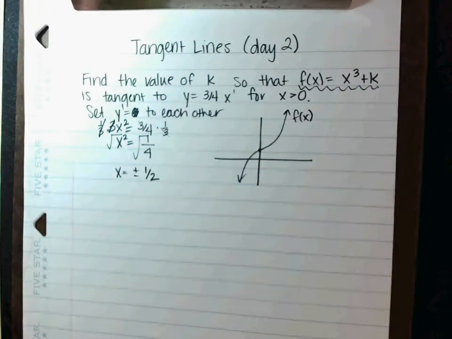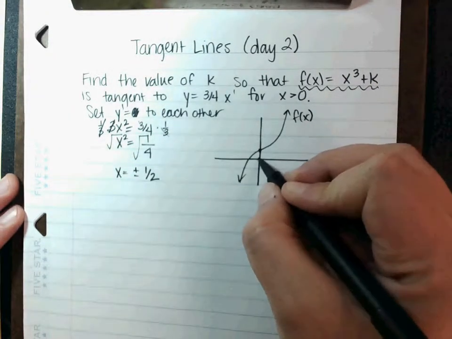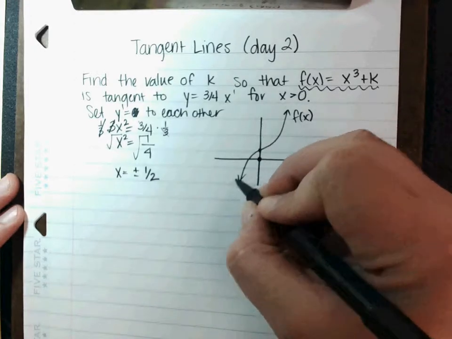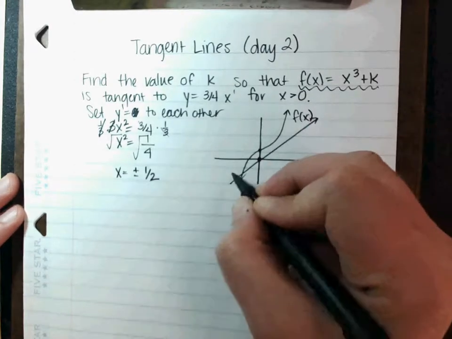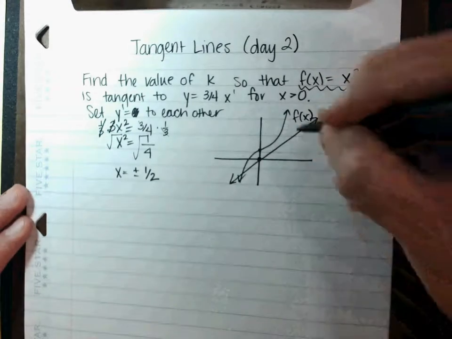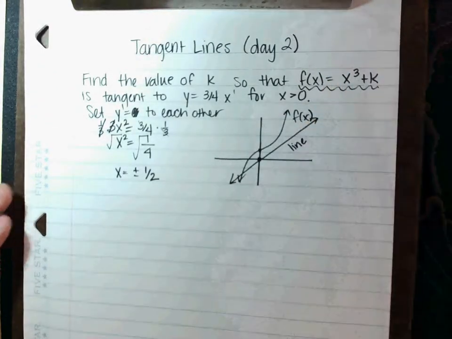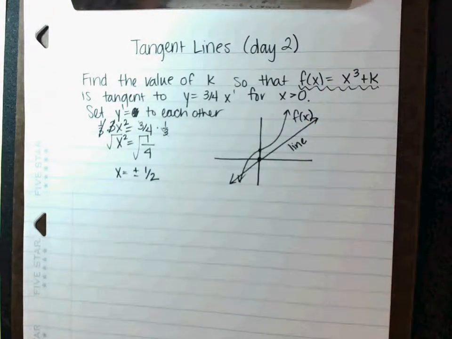And then our equation of our straight line is 3/4 x, so that would be 3/4 x plus 0. So let's just say it's like this. Okay, so this is our line. So what we did was we set their slopes equal to each other. So does it make sense that I got 2 points where they have the same slope? The answer should be yes because of this.